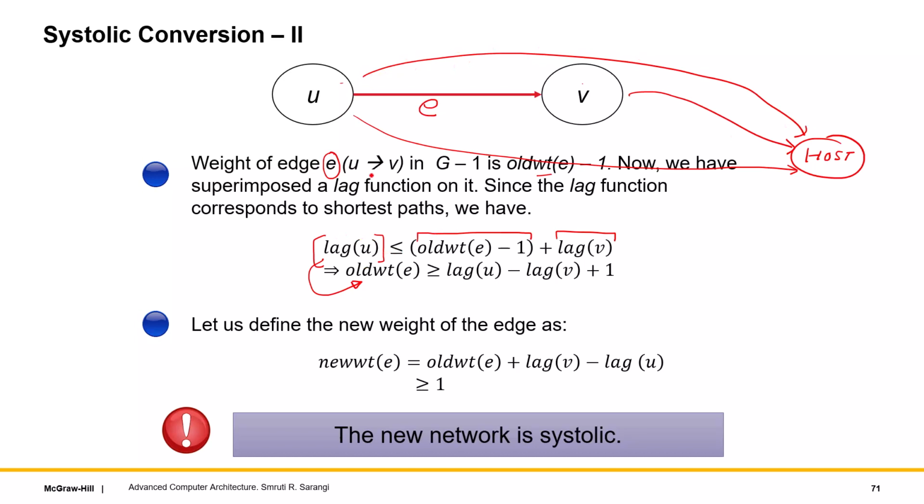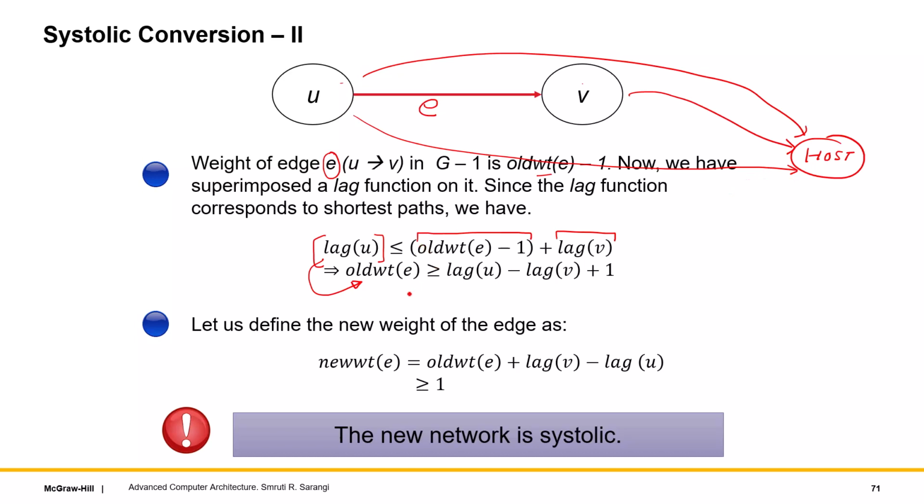However, lag of U, which is the shortest path from U, could either be this path or some other path. Whatever its weight may be, it is less than or equal to the weight of this path. This follows from the way shortest paths are defined: any path from U to the host has weight less than or equal to this path, because otherwise this would not be the shortest. So either it is this path, in which case there is equality, or another shorter path exists.